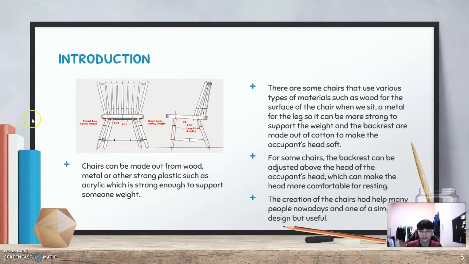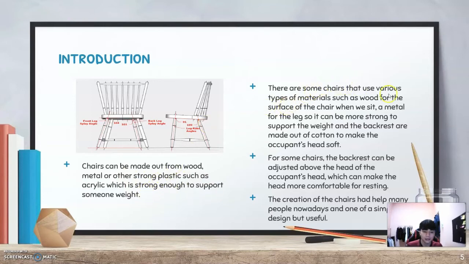This is the picture of the design of the chairs. So chairs can be made from various materials. Chairs can be made from wood, metal, or other strong plastic such as acrylic, which is strong enough to support someone's weight.